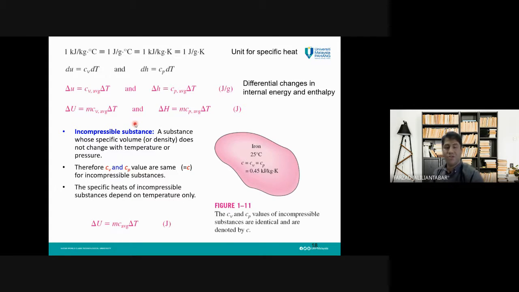If you have any question during the presentation, you can even open your mic and ask your question. So up to here, you have seen we have Cv average, Cv, and we have Cp for the gases.